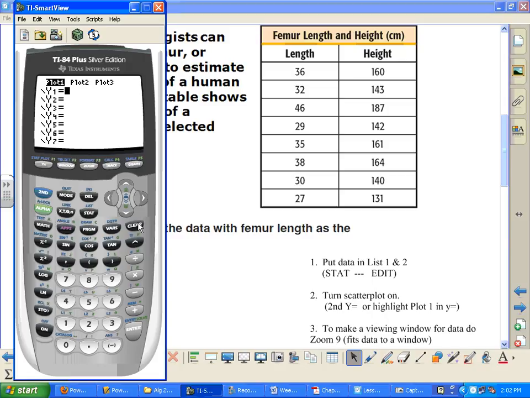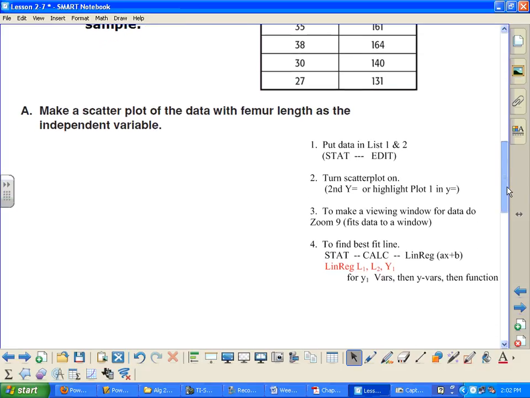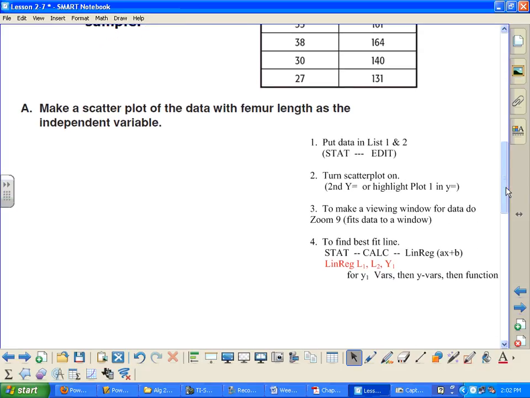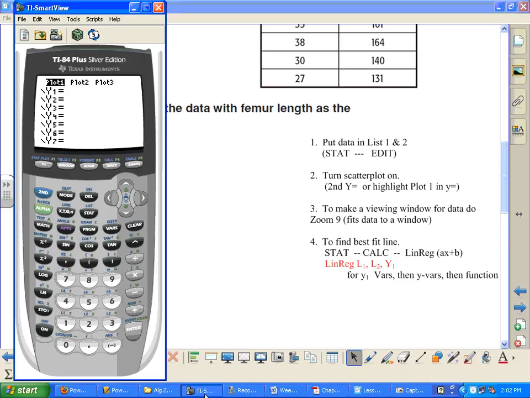All right. So then the next thing we're going to do is make a viewing window for our data. So we have to hit zoom 9 again. So we have a brand new window, and yours should look like this. And then we're going to find the line of best fit. So we're going to go back to stat, then over to calc, and then we're looking for linear regression. So stat, calc, and then number 4, LinReg.